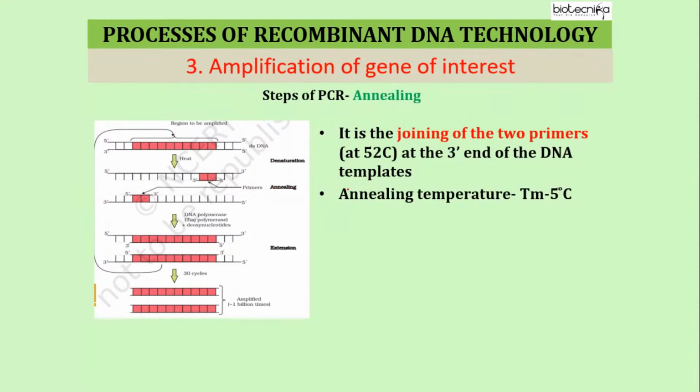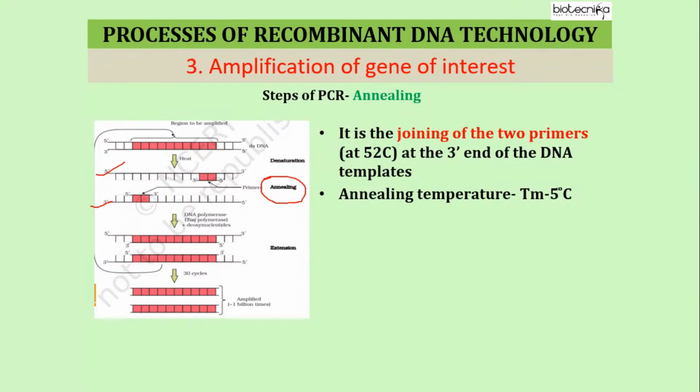Now the second process is annealing. What do you have to do in annealing? Annealing means to join something. What will you anneal? You will anneal primers. Where are these primers coming from? We synthesize them in the lab. They will be complementary, or opposite, to this template DNA strand.